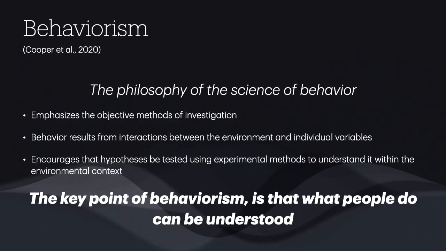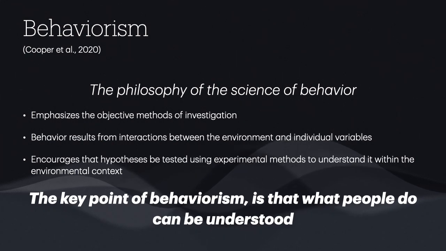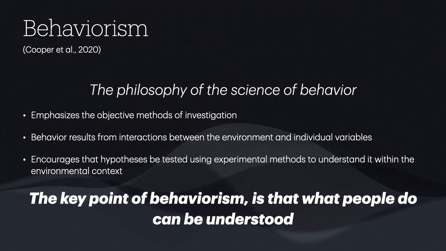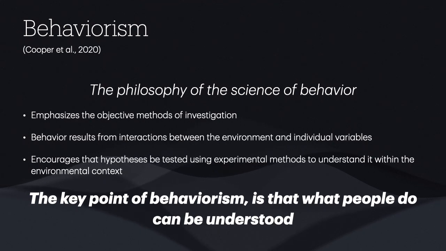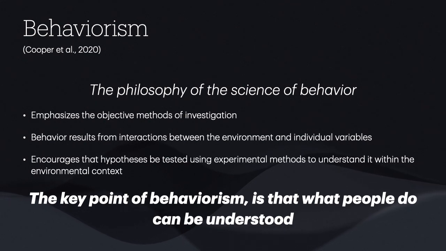So, behaviorism. This is the broad term, the broad category. It is the philosophy of the science of behavior. Within behaviorism, we are emphasizing that objective methods are used when we're investigating why organisms do what they do. We say that behavior results from interactions between the environment and sometimes within the individual, but that's radical behaviorism, and other individual variables within that organism's context or environment. It encourages that hypotheses be tested using experimental methods to understand the behaviors within the environmental context. We want to see how these environmental manipulations are affecting the organism's actions, what they're doing. And really, the key point of behaviorism is that what people do can be understood.